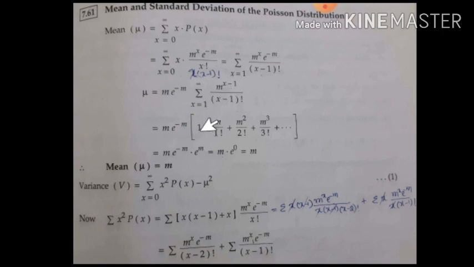When you do the substitution, observe that m to the power of 1 minus 1 is 0. M to the power of 0 is 1. 1 minus 1 is 0 factorial. It is also 1. So 1 by 1 is written as 1.